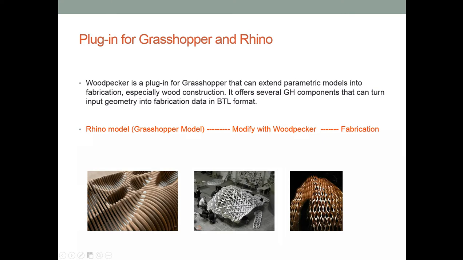The whole process could be divided into: you have your Rhino model, and then you modify it with Woodpecker, kind of finalize it, and then it sends to fabrication. Right here, there are three images. These fabrications might not be produced by Woodpecker, but they show its potential. In this first image, there are layers of cut-out wood pieces with cut-out curves, so it could be cut and produced by Woodpecker, cutting through and then putting them together. So that's a potential, it has future value.